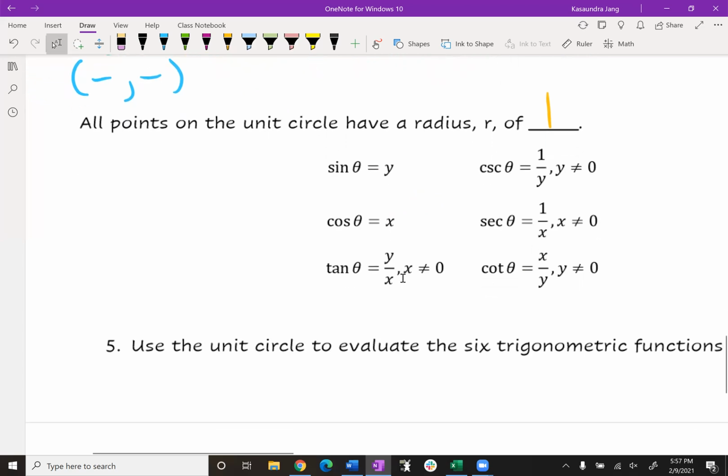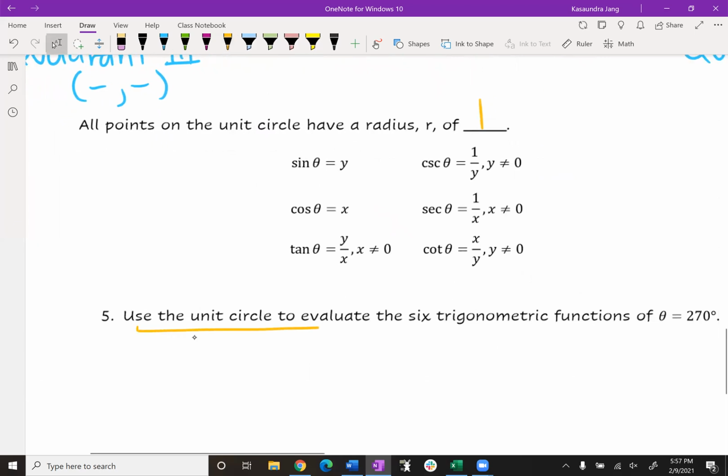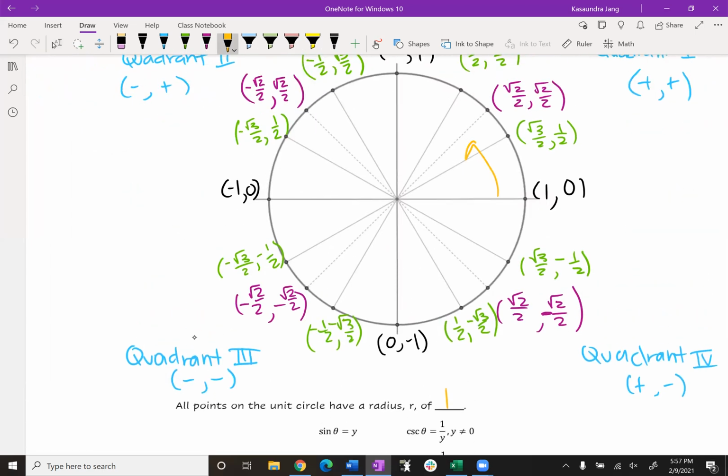Okay, so based off of this, let's see if we can use the unit circle to evaluate the 6 trig functions of 270 degrees. First things first, let's figure out where 270 degrees is on the unit circle. It's a positive 270, so I'm going to rotate in the positive direction. 270 is bigger than 180, so it's more than half a circle. In fact, we should have been memorizing this 270. It ends up down here, at the point 0, -1. This is where we're at.